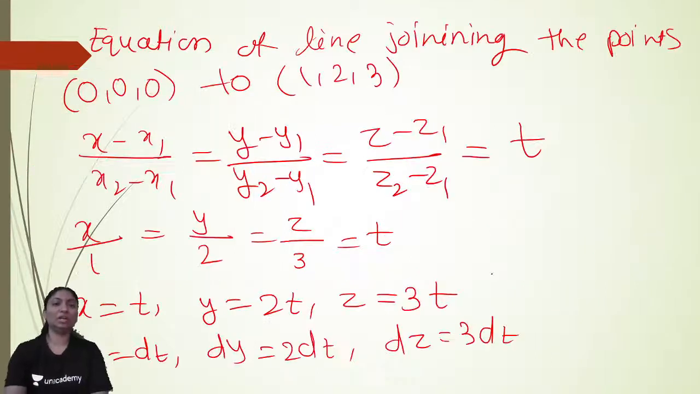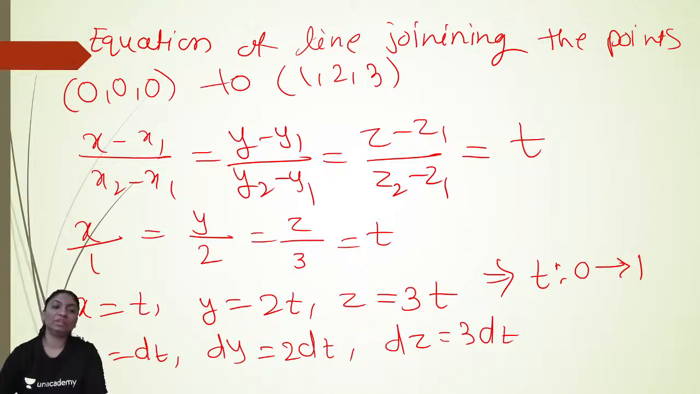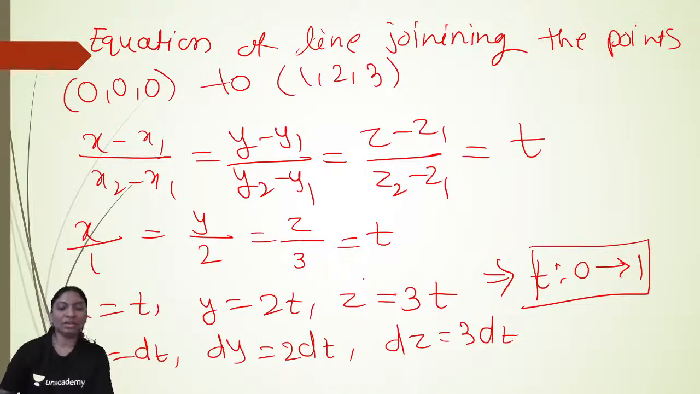Now if you observe, x is varying from 0 to 1, y is varying from 0 to 2 and z is varying from 0 to 3. So ultimately t is varying from 0 to 1. If I put x is equal to 0, you will get t is equal to 0. If x is equal to 1, t is equal to 1. If y is equal to 0, t is equal to 0, and if y is equal to 2, t is equal to 1. If z is equal to 0, t is equal to 0, and if z is equal to 3, t is equal to 1. So the limit for t is varying from 0 to 1. Everything we will put in this equation.